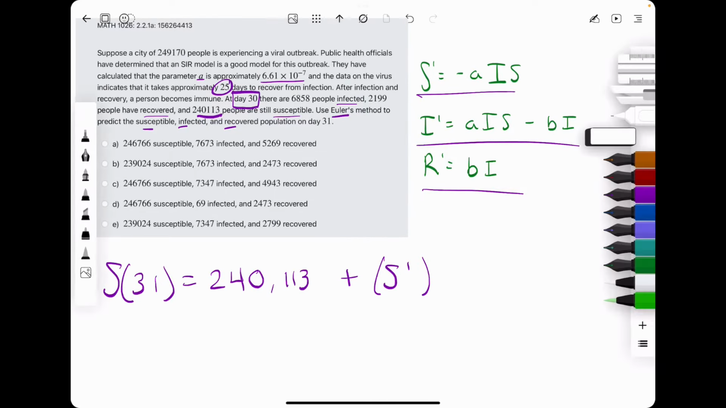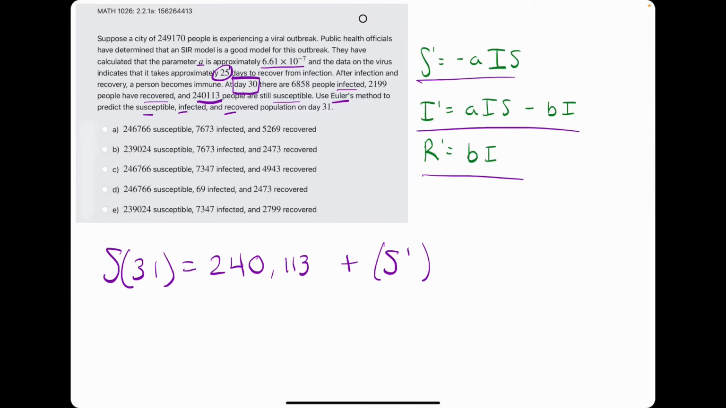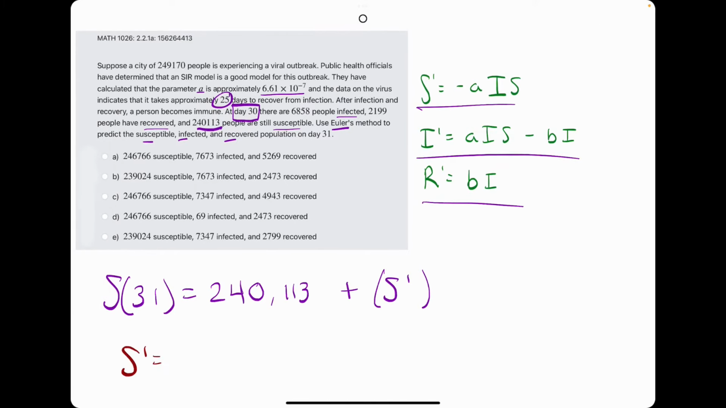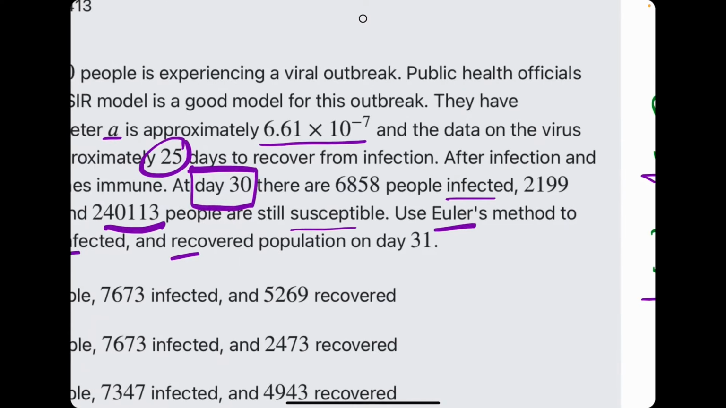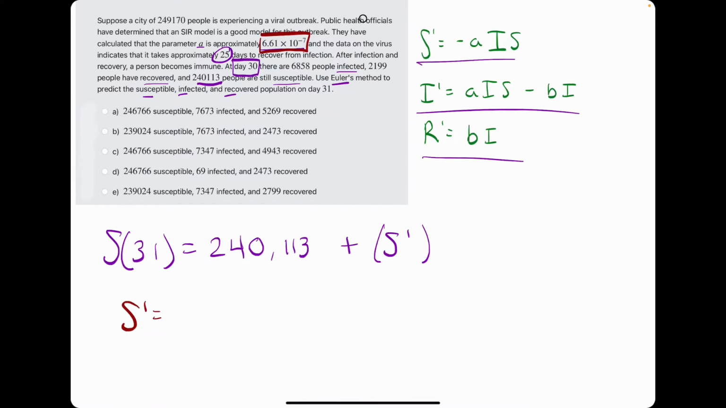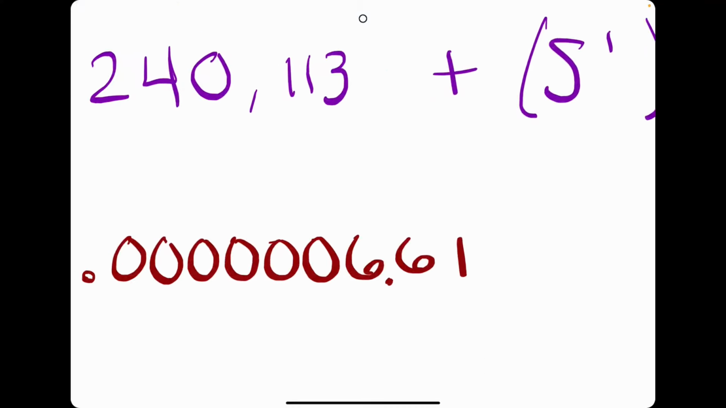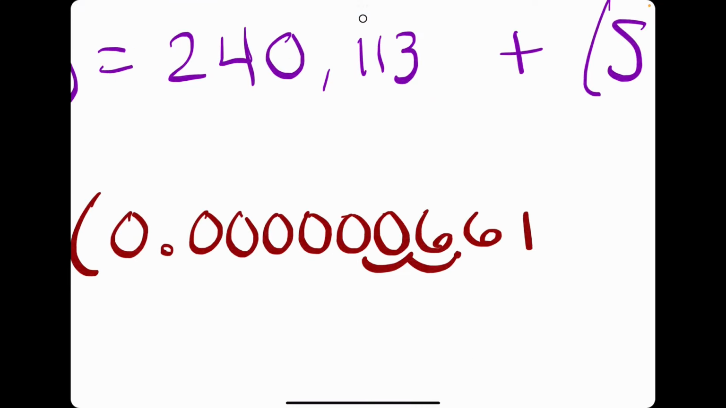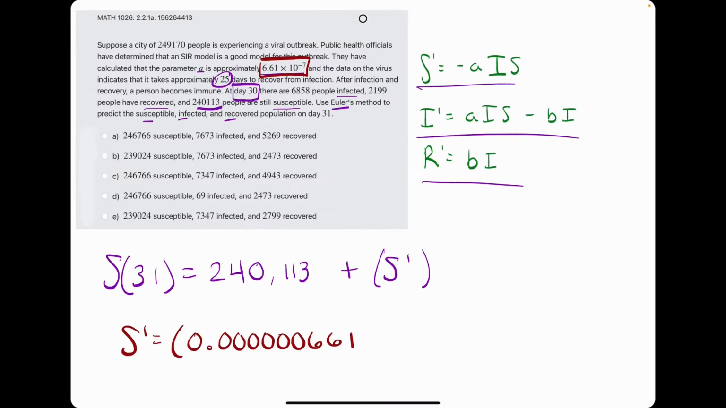So let's talk through it. S prime is first. S prime will be negative A. They give us our A: 6.61 times 10 to the negative 7. You can write it like that, but I prefer to use the decimal, which means we will have 6 zeros, 1, 2, 3, 4, 5, 6, and then 6, 6, 1. The idea is if it was originally after the first 6, we'd move it 1, 2, 3, 4, 5, 6, 7 places back. That's why it's to the negative 7.